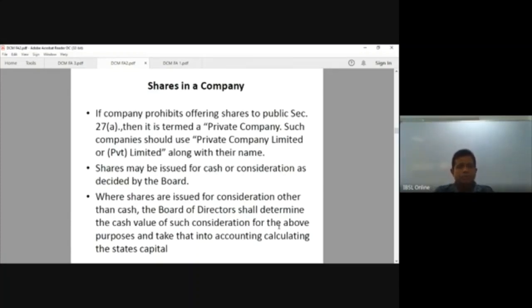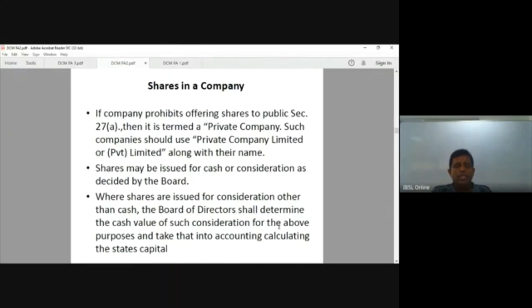If a company prohibits offering shares to the public, under section 27A, then it is termed a private limited company. Such a company should use "private limited company" or "(Pvt) Ltd" along with its name, right? I think there is no need to explain those points. Shares may be issued for cash or consideration as decided by the board. These are some salient points I have taken from the Companies Act.